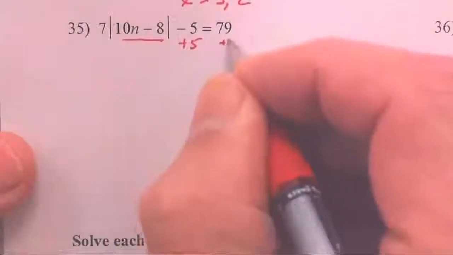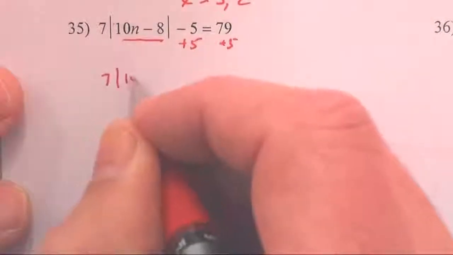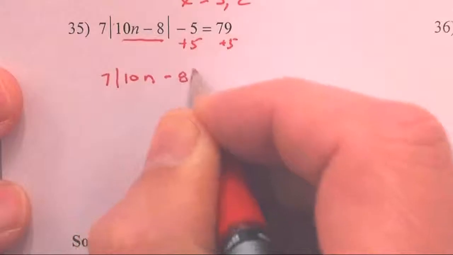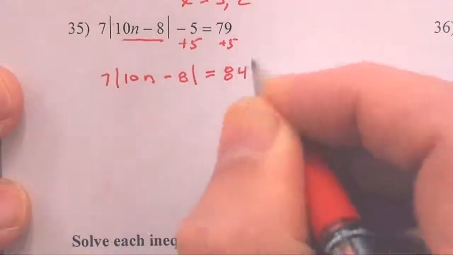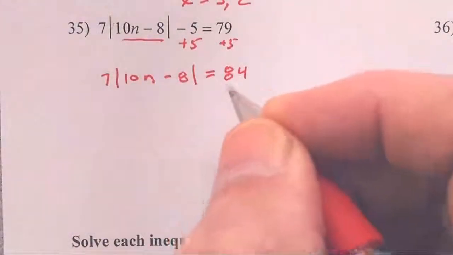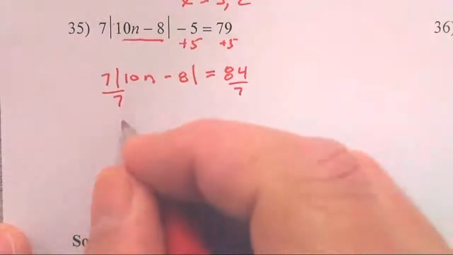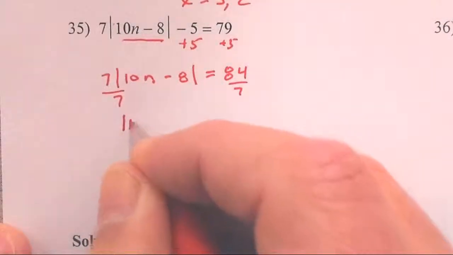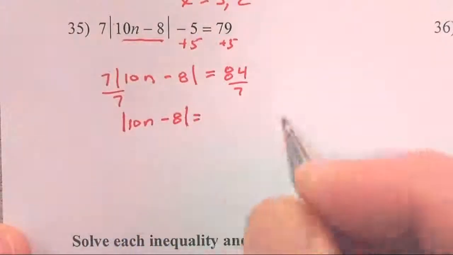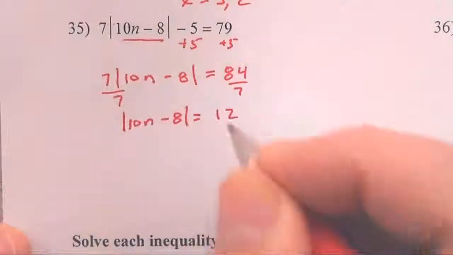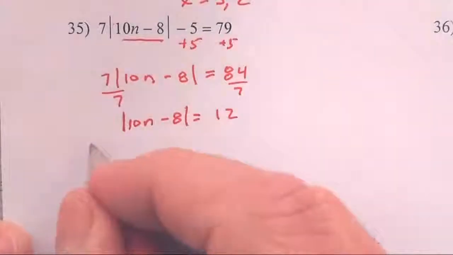I'm going to add 5 to both sides, and I get 7 times absolute value 10n minus 8 equals 84. And I divide both sides by 7. We grab our calculator if we need it. Absolute value of 10n minus 8 equals 12. And now we're isolated, so now we can split and switch.